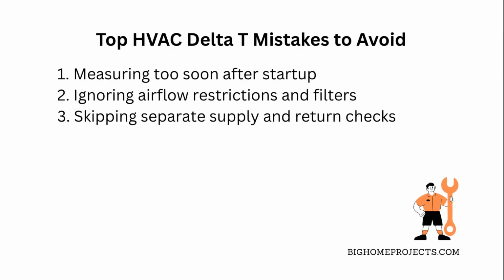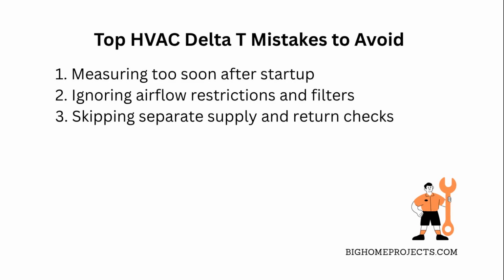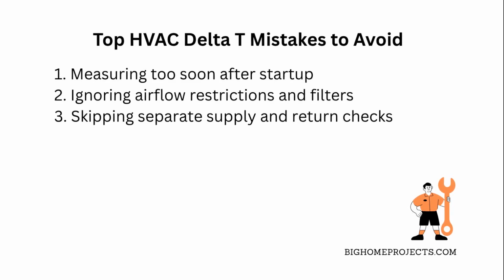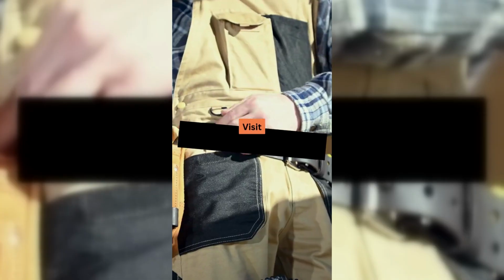Lastly, some folks overlook checking both supply and return temps separately, which can hide problems like sensor malfunctions or duct leaks. Fix these by always letting the system run at least 5 minutes before measuring, replacing or cleaning filters often, and double-checking your temperature sensors for accuracy.